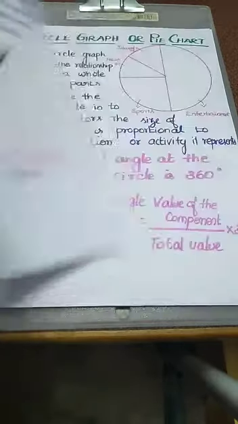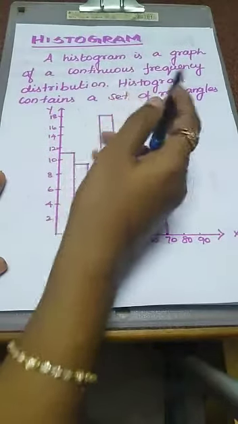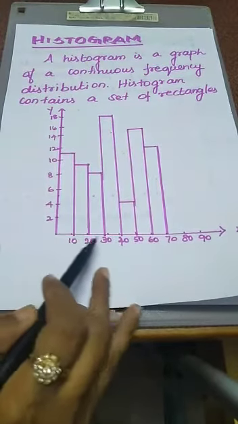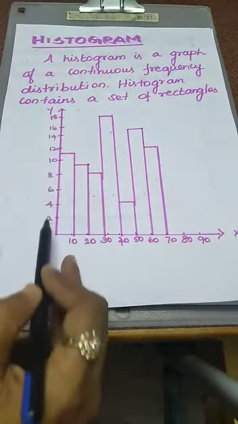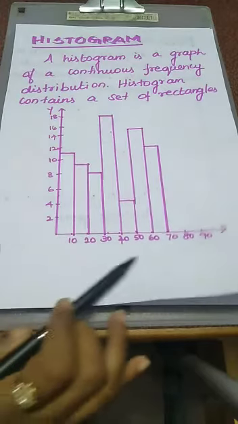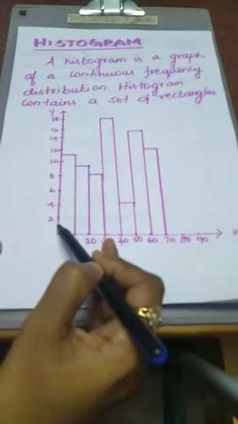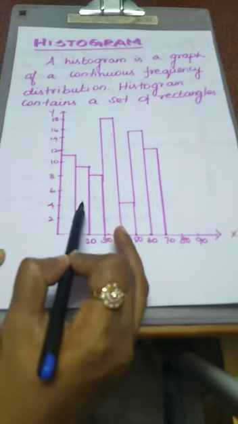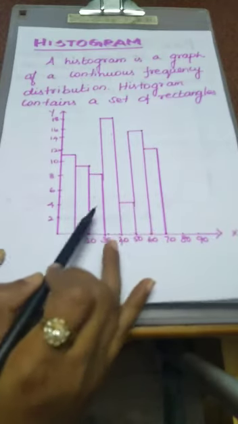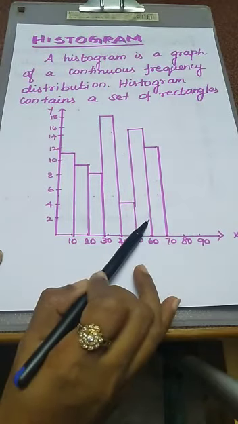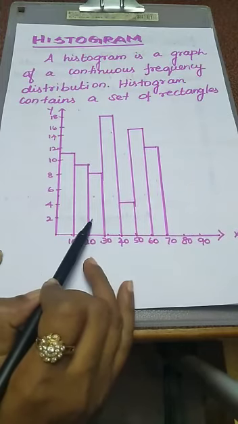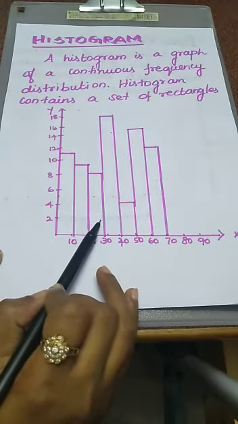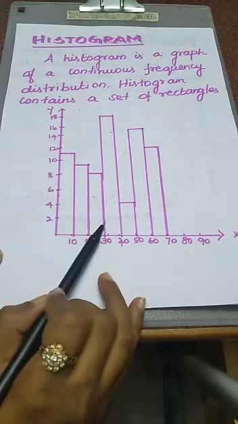The next one is histogram. A histogram is a graph of continuous frequency distribution. A histogram contains a set of rectangles, the base of which is the length of the class interval, and the frequency in each class interval is the height. That is, the class intervals are represented on the horizontal axis and the frequencies are represented on the y-axis. The area of each rectangle is proportional to the frequency in the respective class interval, and the total area of the histogram is proportional to the total frequency. Because of the continuous frequency distribution, the rectangles are placed continuously side by side with no gap between adjacent rectangles. A histogram is used for grouped data. No gap between rectangles. Height and width of each rectangle are equally important.